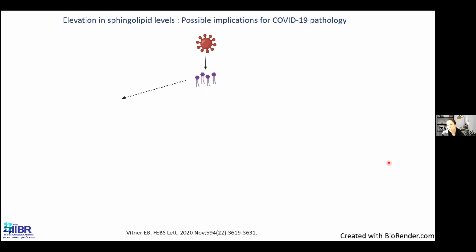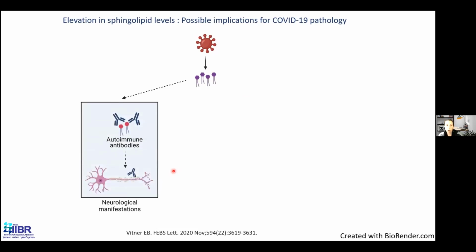What we are now currently thinking about this elevation in sphingolipids upon SARS-CoV-2, it was very interesting for us, and we think that it might have many implications in COVID-19 pathology. Of course, this needs to be checked, but this is something that we are interested in now. So one thing that we think about is that maybe the elevation of sphingolipids in the serum can lead to generation of autoimmune antibodies and to neurological manifestation. And I will explain that.